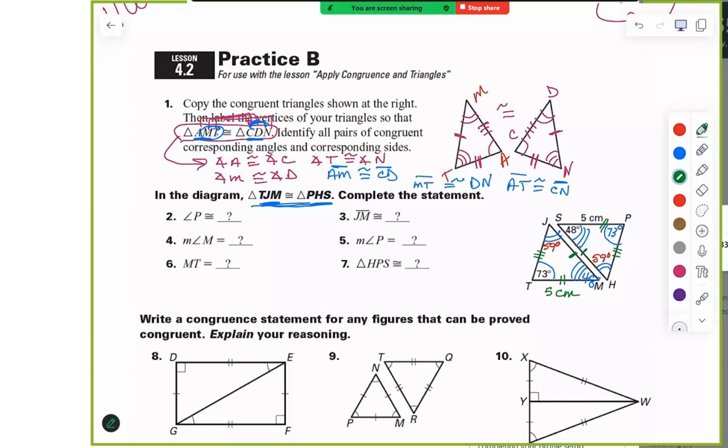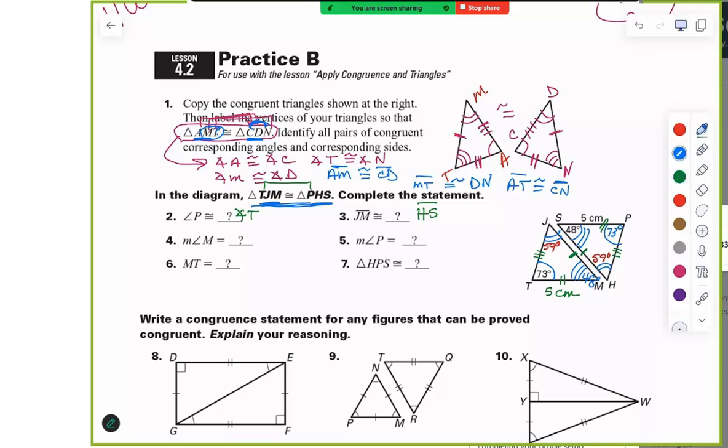Okay, so this says angle P is congruent to what angle? So use your statement. It's congruent to angle T. And when I look at my diagram, I see they both have singles, so I know I'm correct. Then it says JM, the line segment, is congruent to which? Well, looking at my statement, HS, and make that a line segment.